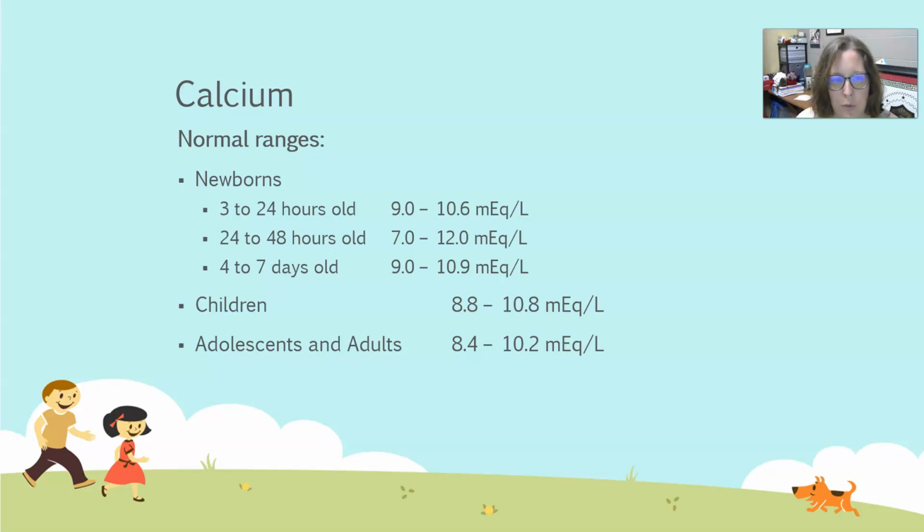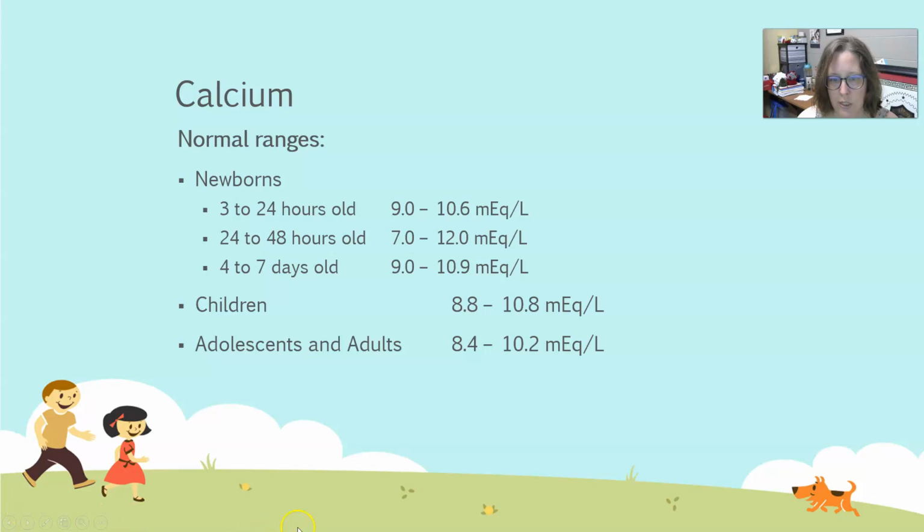Normal ranges for newborns from 3 to 24 hours old is 9.0 to 10.6 milliequivalents per liter. From 24 to 48 hours old is going to be 7.0 to 12.0 milliequivalents per liter. And then from 4 to 7 days old is 9.0 to 10.9 milliequivalents per liter. So you can see there's some variations here, most likely adaptations from being born.